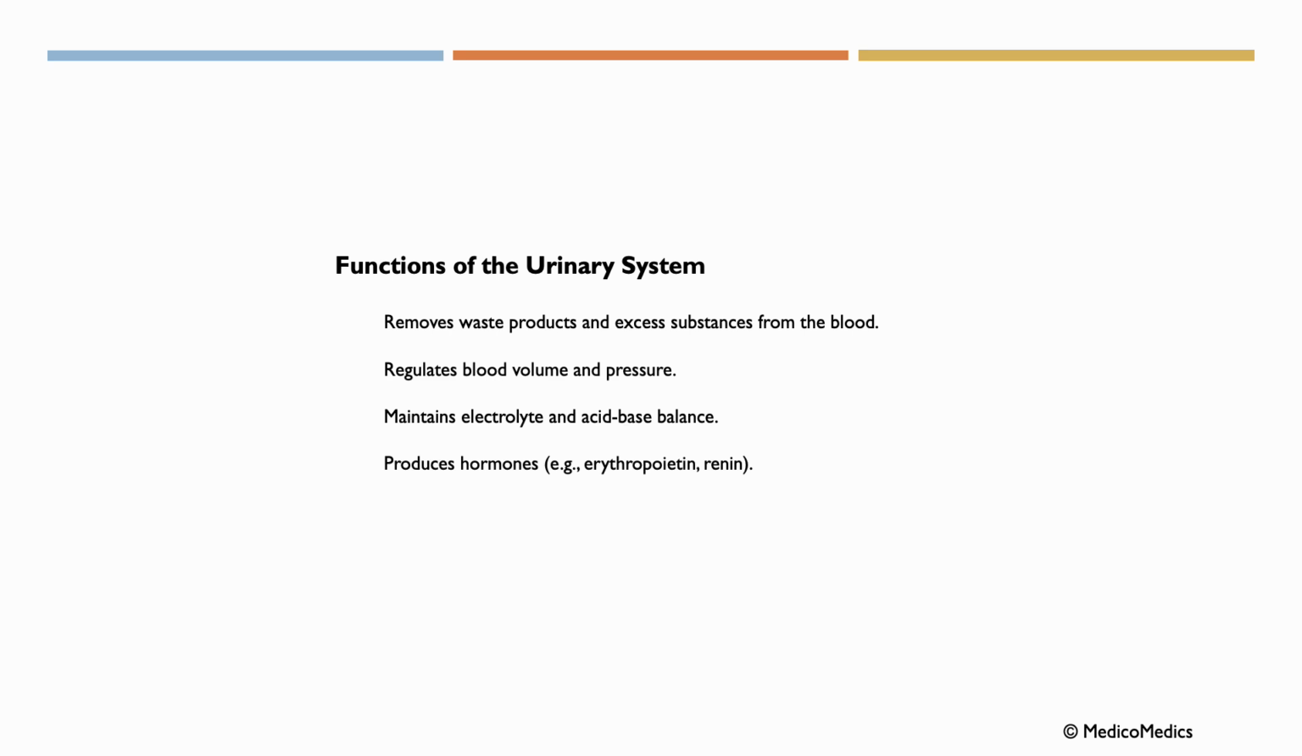Now, what are some functions of the urinary system? First of all, it's involved in removing waste products and excess substances from the blood. It's involved in regulating blood volume and blood pressure. It's involved in maintaining electrolyte and acid-base balance, and further in producing hormones like erythropoietin and renin.